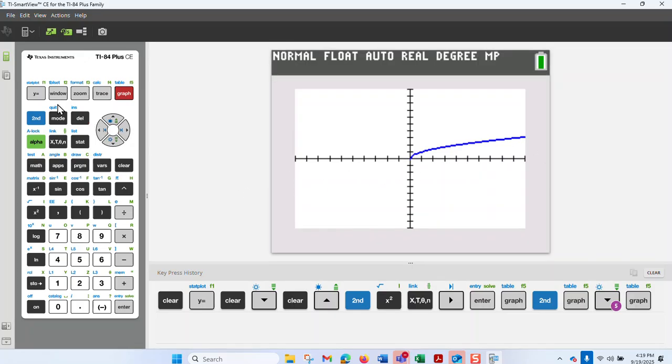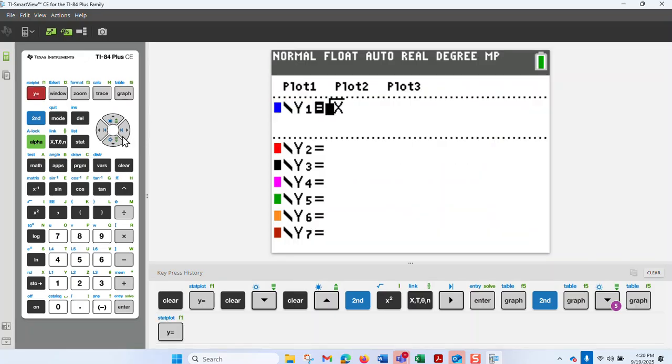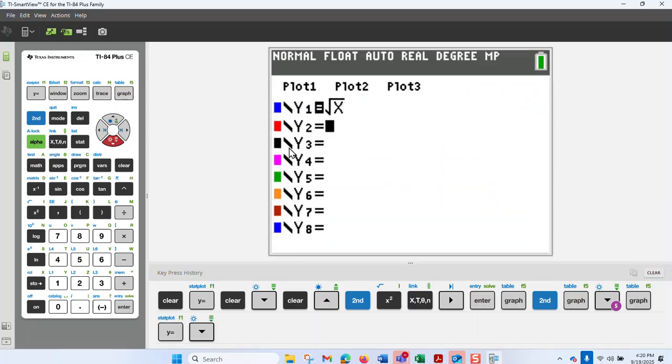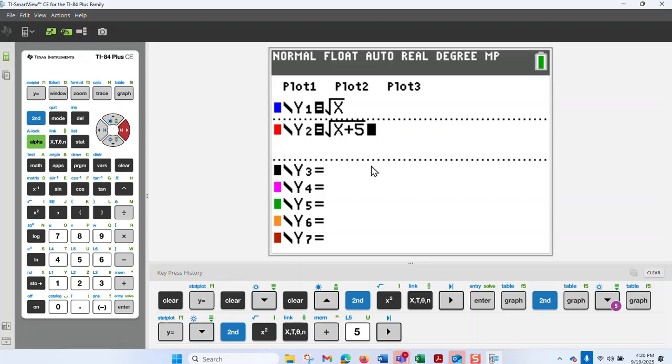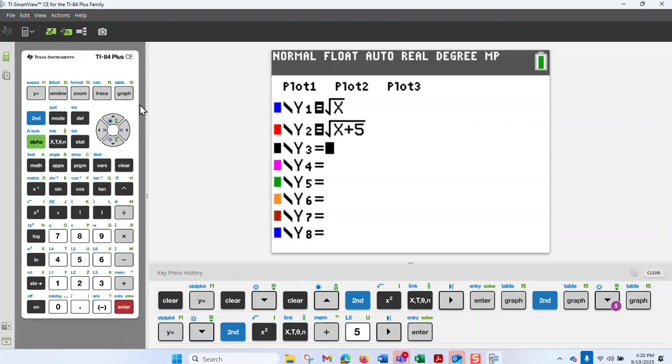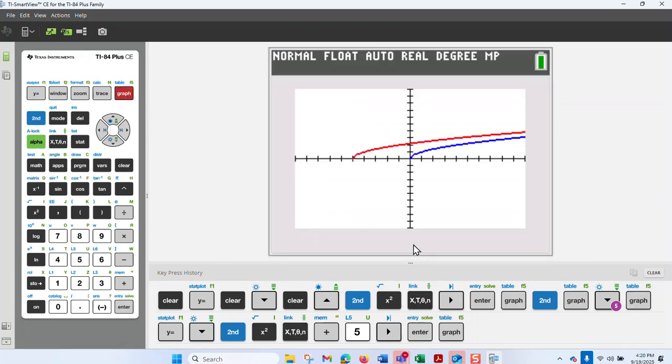All right. And if I want to graph the second one right here, we're going to compare it. So second, x squared is the square root, right? And then x plus 5. All right, make sure you cursor out and hit enter. And then we hit graph. All right, so this one is your h of x equal to square root of x plus 5. So you can see this one is moving to the left, right? Moving to the left 5 units.